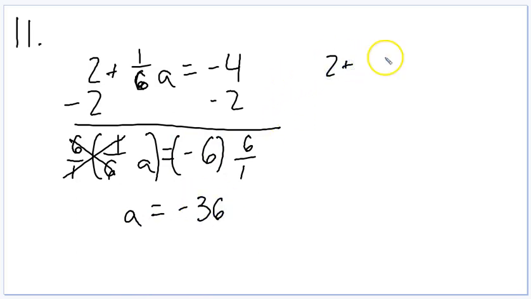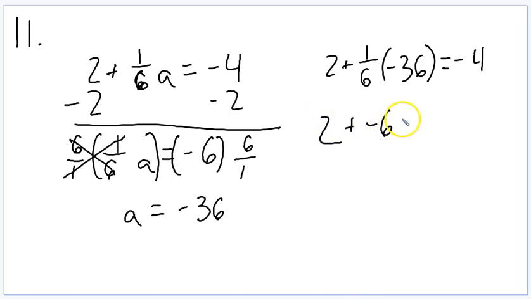All right? Let's plug it in. We've got 2 plus 1/6 times negative 36 equals negative 4. So 1/6 of negative 36 will be negative 6, plus 2. Combine these terms, you'll get negative 4 equals negative 4. And we're done with that one because we got the check mark. Let's go. Moving on to 12.